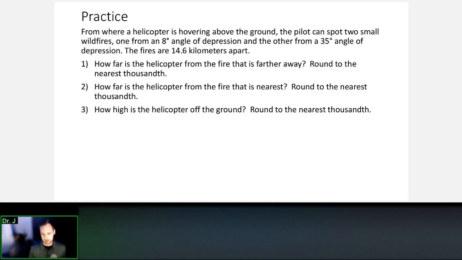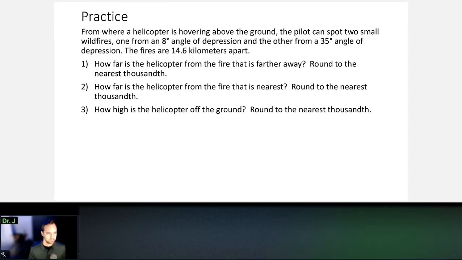All right, so here's the problem. This is the only problem we're doing today. Would a volunteer like to read this for us? You all read so much better than I can. All right, Noah, go for it.